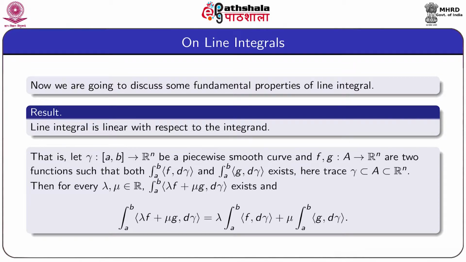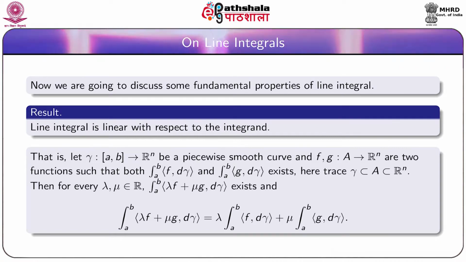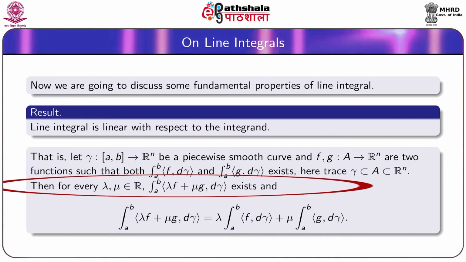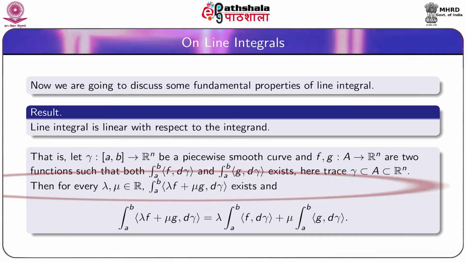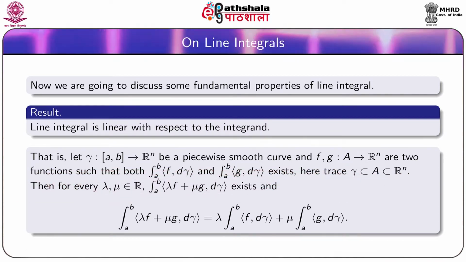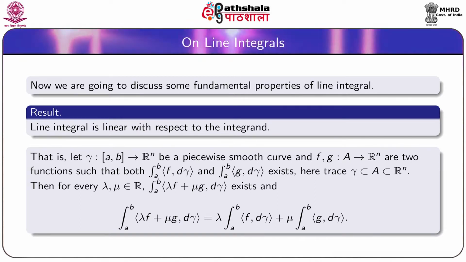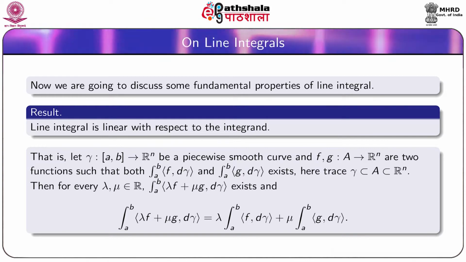Then for every pair of real numbers lambda and mu, the line integral ∫ from a to b (λf + μg) dγ exists, and moreover ∫ from a to b (λf + μg) dγ equals lambda times ∫ from a to b f dγ plus mu times ∫ from a to b g dγ.